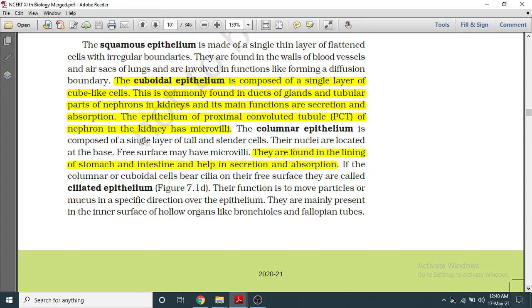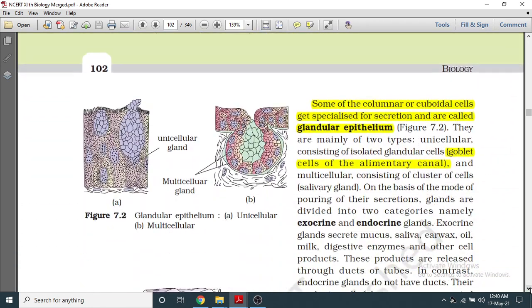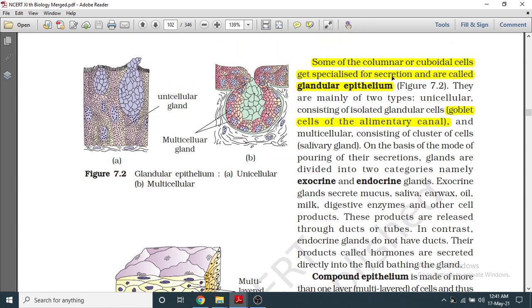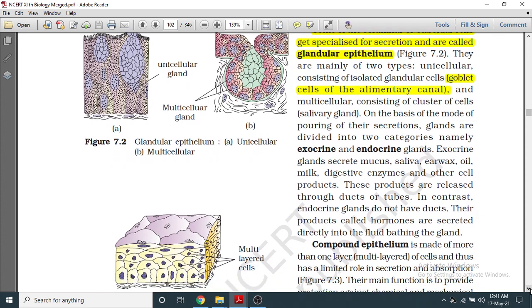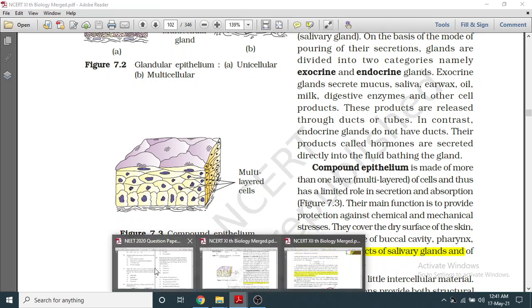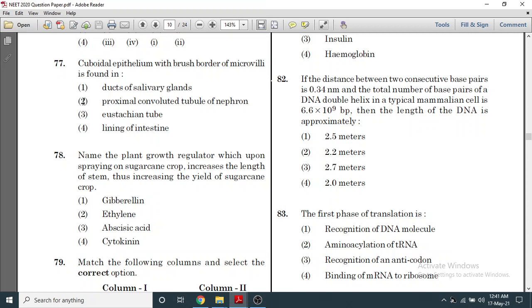Now there is another confusion about salivary glands. In the next page, yes, some of the columnar cuboidal cells get specialized for secretion and are called glandular epithelium. They are mainly of two types: unicellular, consisting of isolated glandular cells, goblet cells of the alimentary canal, and on the basis of endocrine and exocrine. Now compound epithelium: in compound epithelium there is inner lining of ducts of salivary gland. So in salivary gland ducts, the compound epithelium is found. So for question number 77, the correct answer will be second.